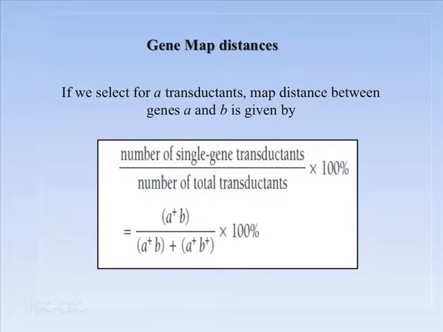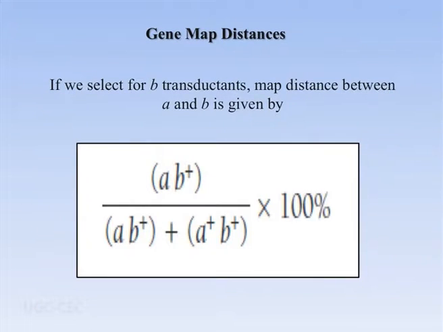How will we find the percentage of A positive transductants? It will be the number of single gene transductants divided by the total number of transductants, times 100%. So for A positive, it will be A positive B negative divided by A positive B negative plus A positive B positive, into 100%. Similarly, for B positive transductants, it will be A negative B positive divided by A negative B positive plus A positive B positive, into 100%. In this way, we can map the distances between the two corresponding genes present on the bacterial chromosome.